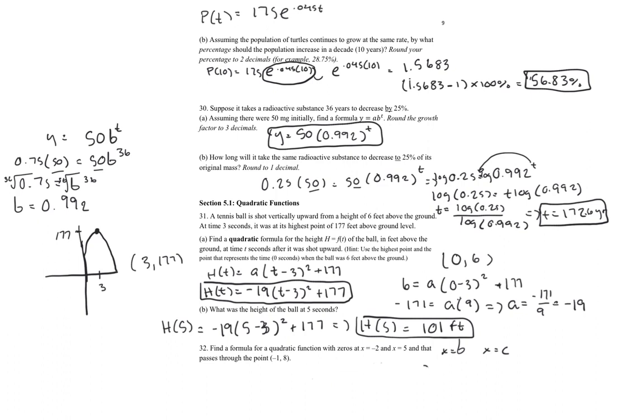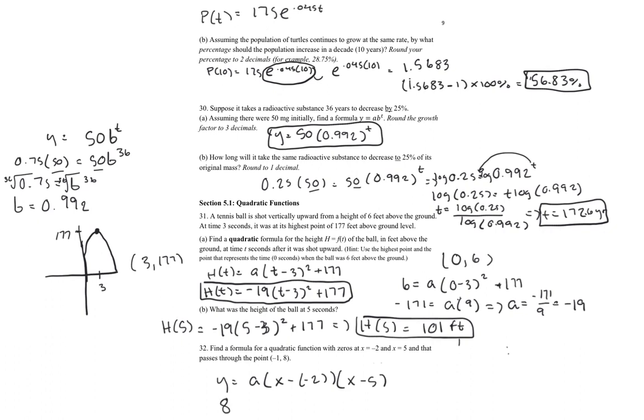So I'm just going to erase all of this and use the values that were given. We know that y is going to be equal to a times x minus negative 2 times x minus 5, right? We don't know our a, but we are given a point, and we can use that point to solve for our a, like we did in number 31. So let's do that.